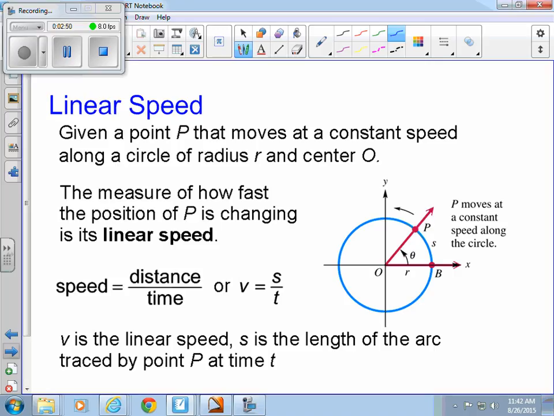It depends on if we're in radians or if we're in degrees. If we're in radians, how do we find arc length in radians? Good. Radius times the angle. And how do we find arc length if we're in degrees? Degrees divided by 360 times 2 pi r. Perfect. Now remember those formulas.